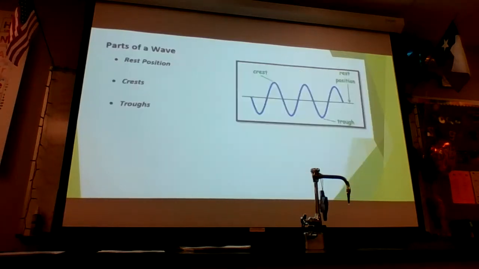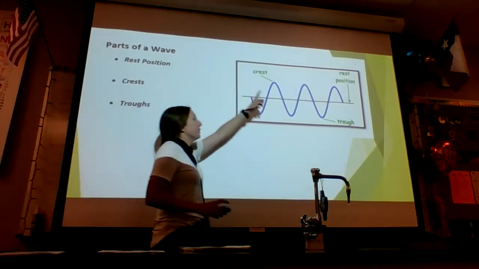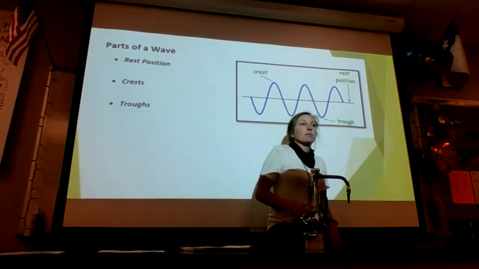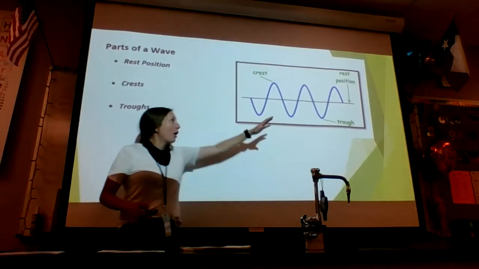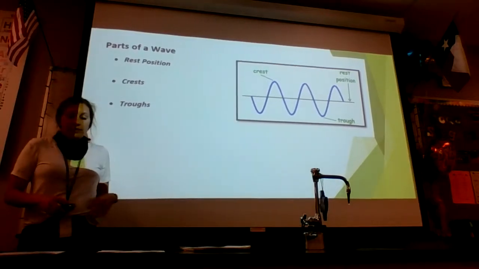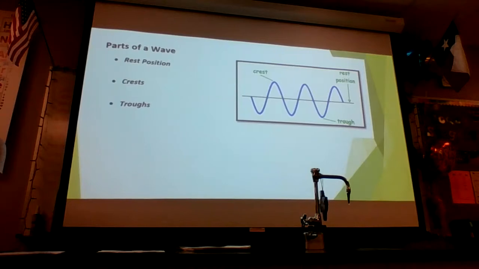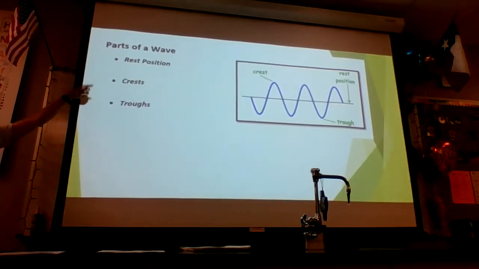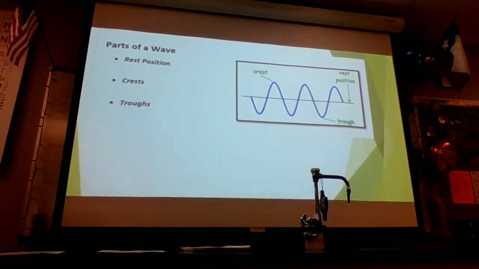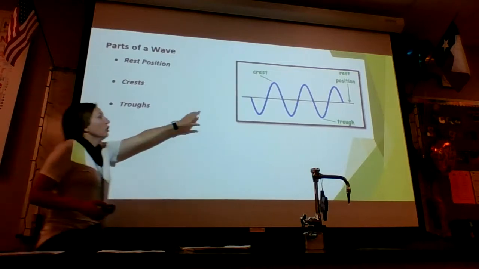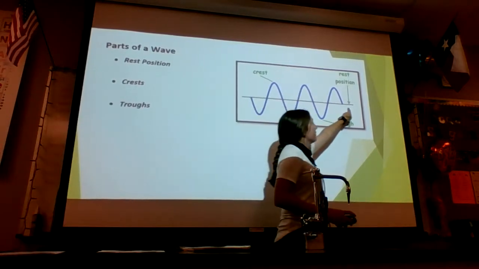Next we're going to start talking about parts of a wave. You will have to label these things on your assignment tomorrow. Okay? These 3 that we're labeling today is pretty simple in my opinion. It makes a lot of sense. Let's go ahead and write down some definitions here. So we have our rest position, which is this black line running through the center.